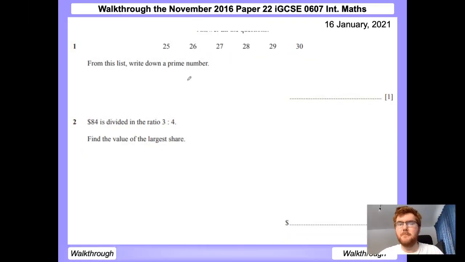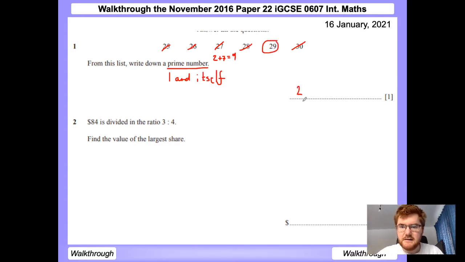Right, let's get started. So our first question is to write down a prime number. Remember, a prime number is any number that's got 2 factors, 1 and itself. So we need to look for a number that's not divisible by 2 or 3 or anything else. Well, we can cross out all the even numbers because 2 goes into those. 5 goes into 25, so we can cross out that. And 3 goes into 27, because if I add the digits, 2 plus 7 is equal to 9, and I know 3 goes into that. So our prime number must be 29.